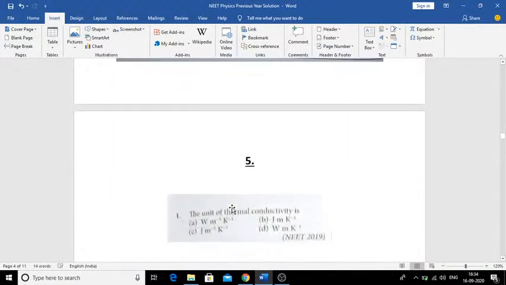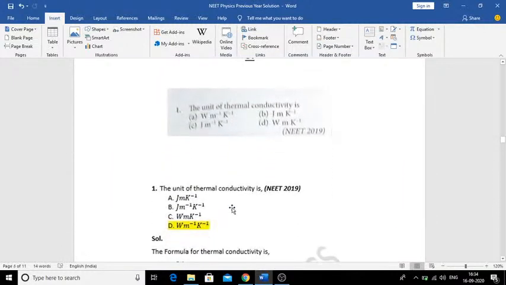Let's go to question number 5. The question number 5 is, the unit of thermal conductivity is. It is from NEET 2019. So we have already done all the questions of NEET 2020. Those were 4 questions from NEET 2020. Now NEET 2019. So we have to find the unit of thermal conductivity.